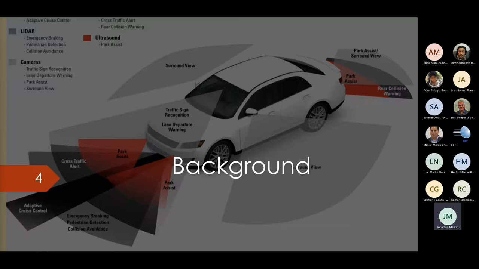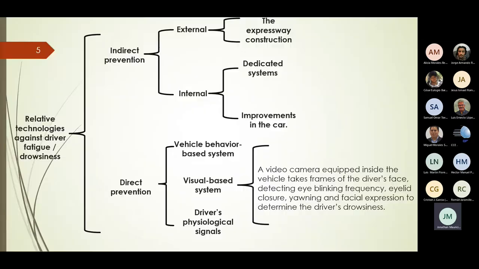Throughout the investigation, we found different forms of accident prevention, which I divided into two: indirect prevention and direct prevention. In this presentation I will only talk about direct prevention, more specifically the visual-based system, but in the paper I have a summary of all the other systems.